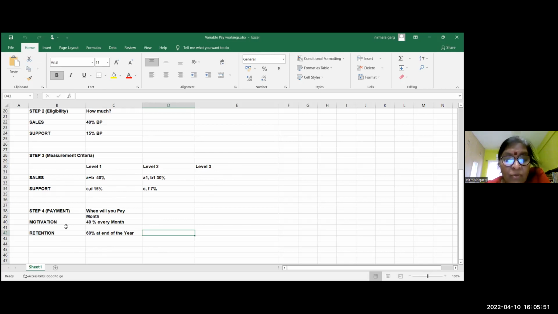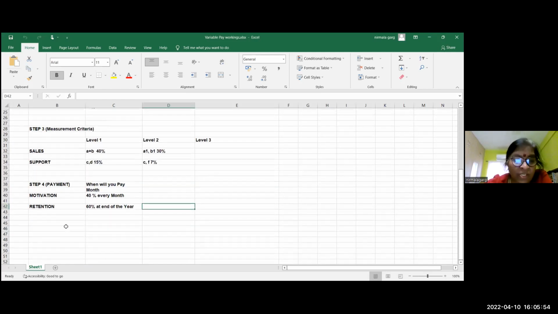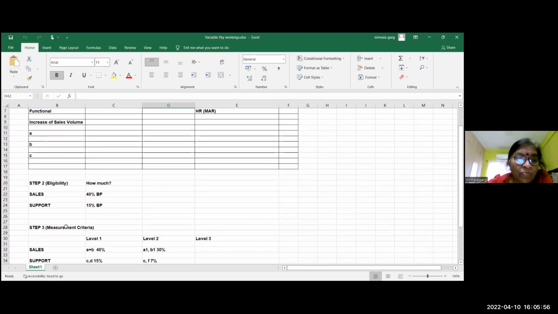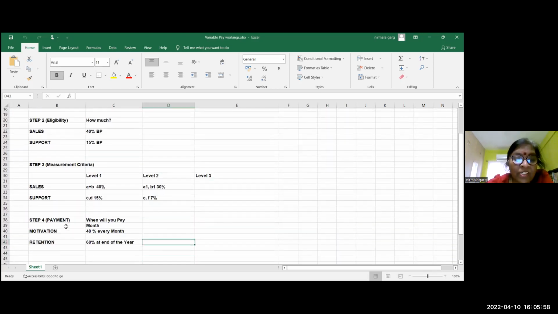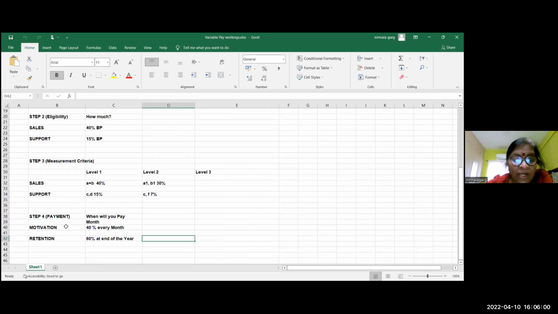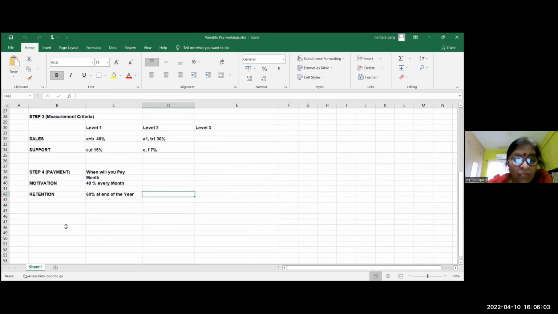So you have to create in an Excel only 4 steps. Step 1, step 2, which is eligibility. Step 3, which is actually the measurement criteria, the performance criteria. Step 4, the payment, because there are players, support people, admin guy, office boy, sales people, sales manager. So considering all that, when will you pay, to whom, how, what percentage? You don't have to write absolute amounts. You can give percentages.